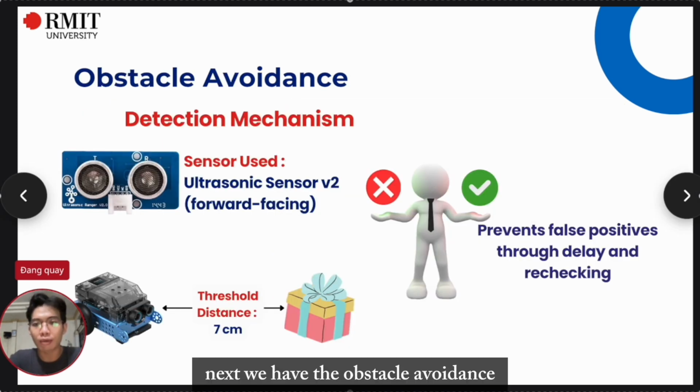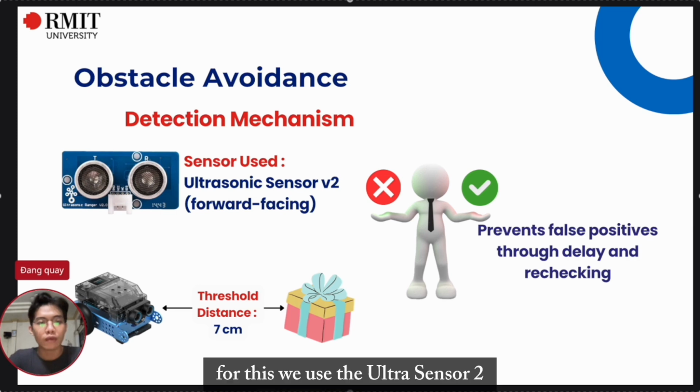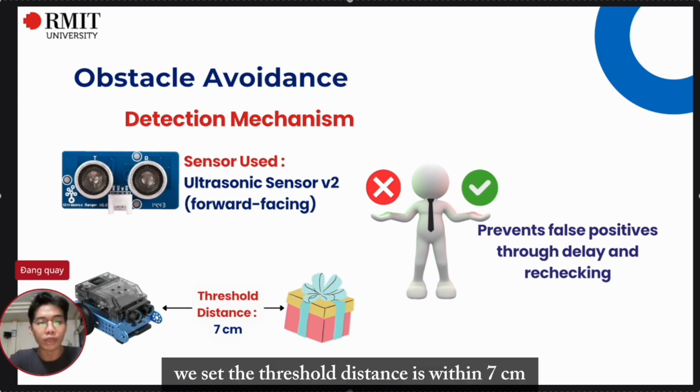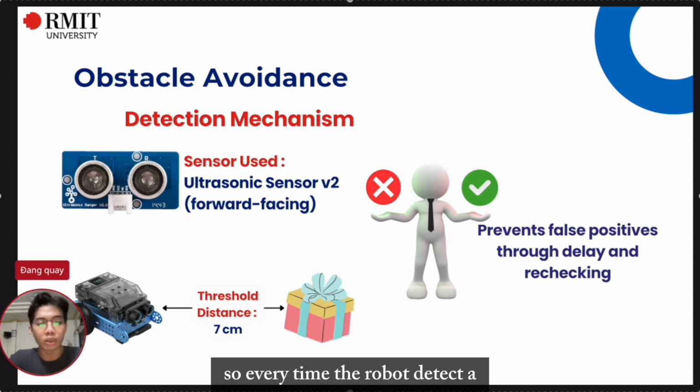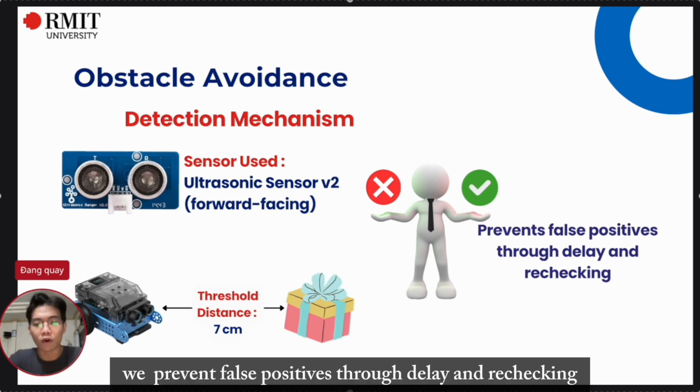Next, we have the obstacle avoidance. For this, we use the Ultra Sensor 2, which is in front of the robot. We set the threshold distance within 7 centimeters. So every time the robot detects an obstacle in front of it within 7 centimeters, it will activate the obstacle avoidance. We prevent false positives through delay and rechecking.